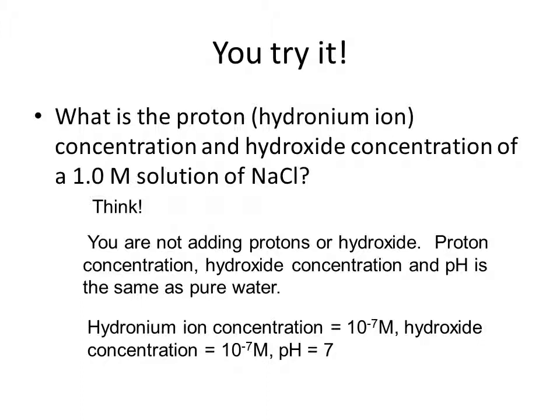If you look at this problem, it is a solution of sodium chloride. Sodium chloride will not change your proton concentration nor hydroxide concentration from pure water. So this is pure water with sodium chloride floating around in it, no excess protons, no excess hydroxide. That means everything's going to be the same, at least with regards to proton concentration, hydroxide concentration, and pH. That's all going to be the same as pure water. In pure water, your hydronium ion concentration is 10 to the minus 7, your hydroxide concentration is 10 to the minus 7, and your pH is 7.